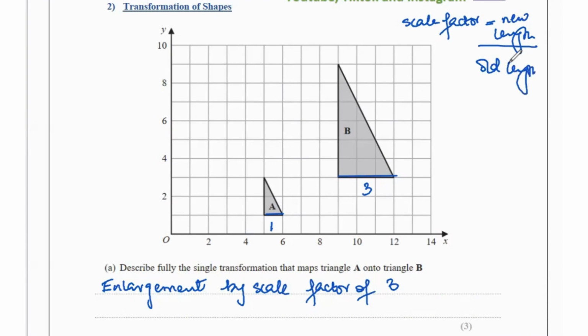Apart from the scale factor, we need the center of enlargement as well. For the center of enlargement, you connect corresponding points on both the shapes with straight lines, and the point at which all of those lines intersect, that's your center of enlargement.